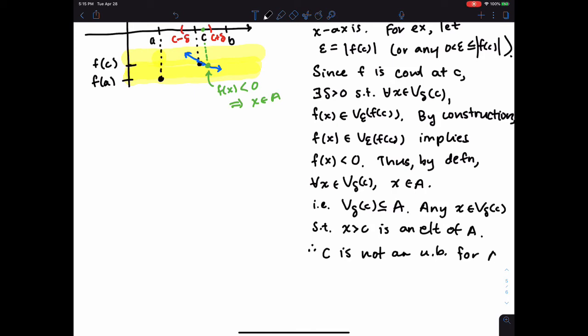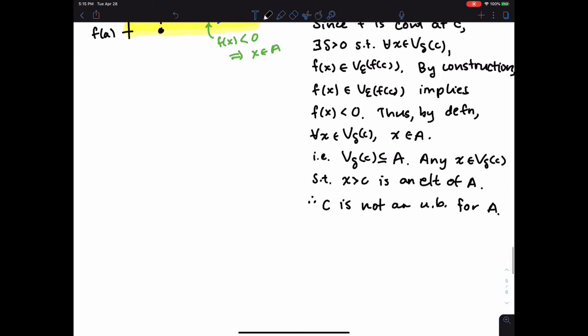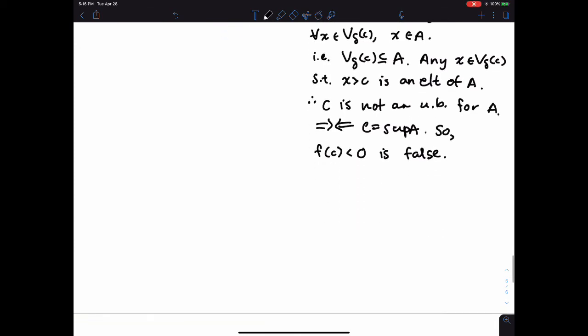Because we have found a number larger than the supremum that's in the set. So this is a contradiction because c is supposed to be the sup of A. So what we see here is that f of c less than 0 is also false. And so overall, because we have shown that f of c can't be positive and f of c can't be negative, f of c has to be equal to 0.